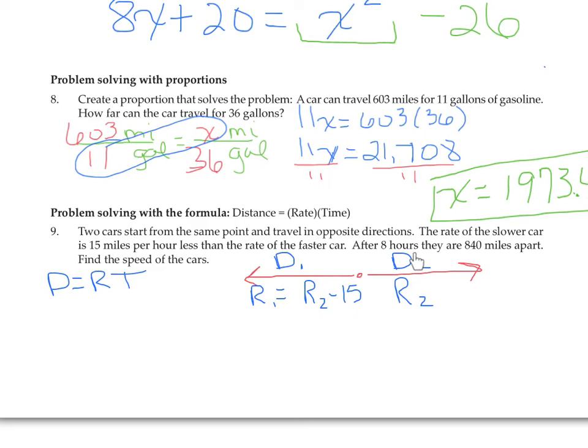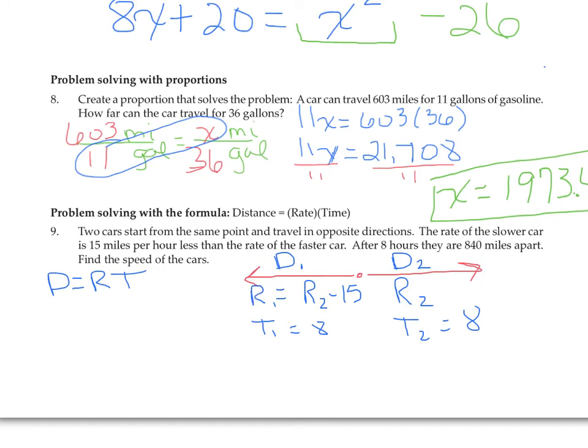After 8 hours, so the time for both of them is 8. Time 1 is 8, and time 2 is 8. They are 840 miles apart. Now you're going to be wondering, where does that 840 fit in? But if you think about it, they're going in opposite directions, just like the picture we drew. One of them is going this way, one of them is going that way. That means that at the end of their time, they are 840 miles apart. So all of this is going to equal 840.